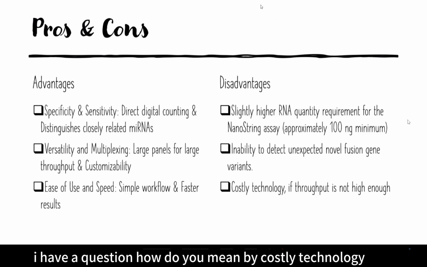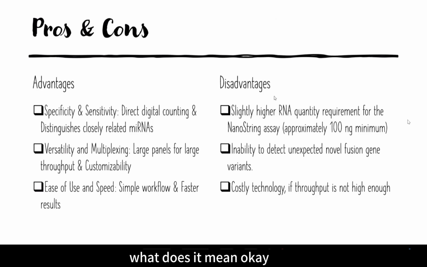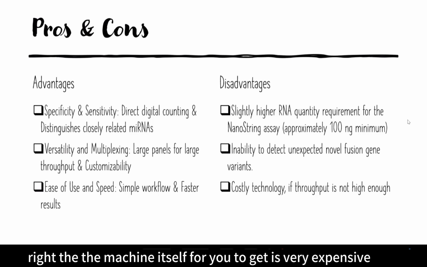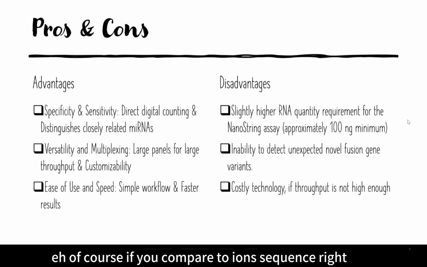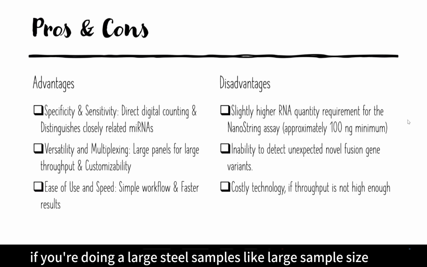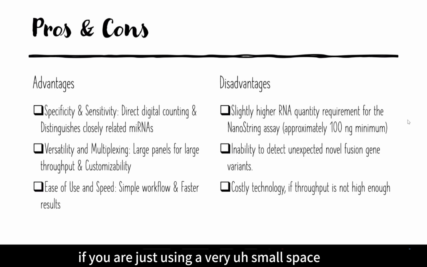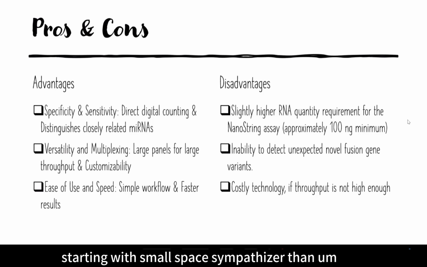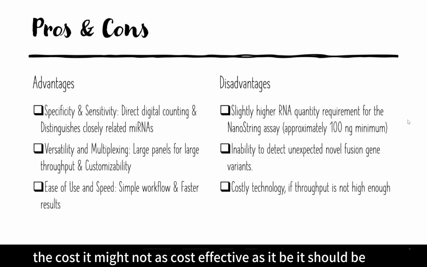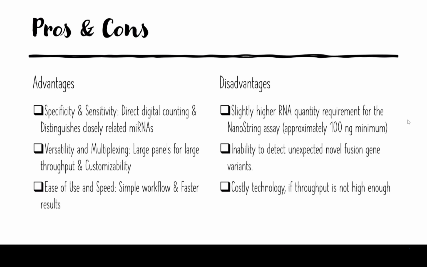Okay, Leo, I have a question. What do you mean by costly technology if throughput is not high enough? Okay, what I mean is that the machine itself is very expensive to get. If you compare to RNA sequencing, if you're doing large scale samples, with a large sample size, it is more cost effective. However, if you are starting with a small sample size, then it might not be as cost effective as it should be.